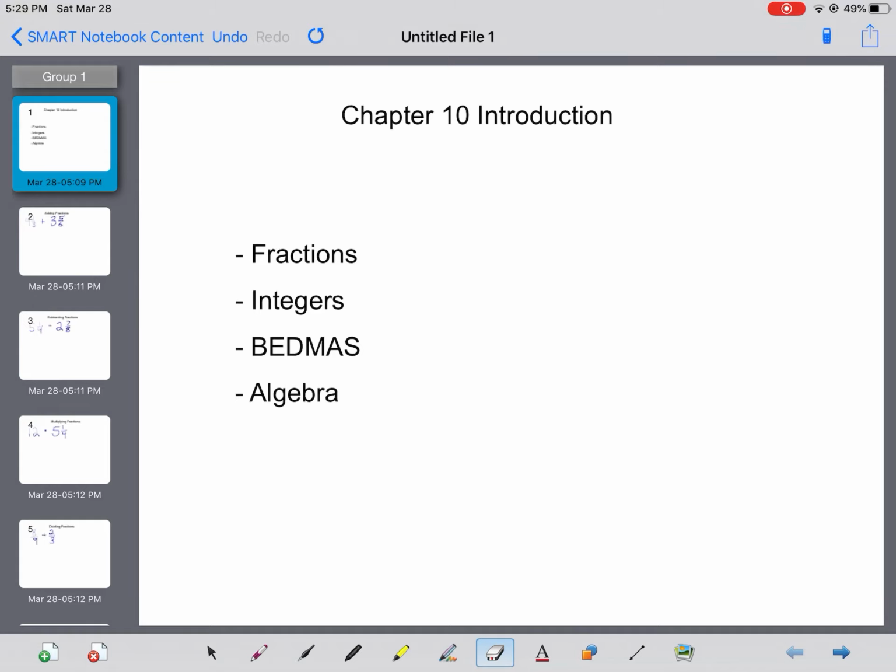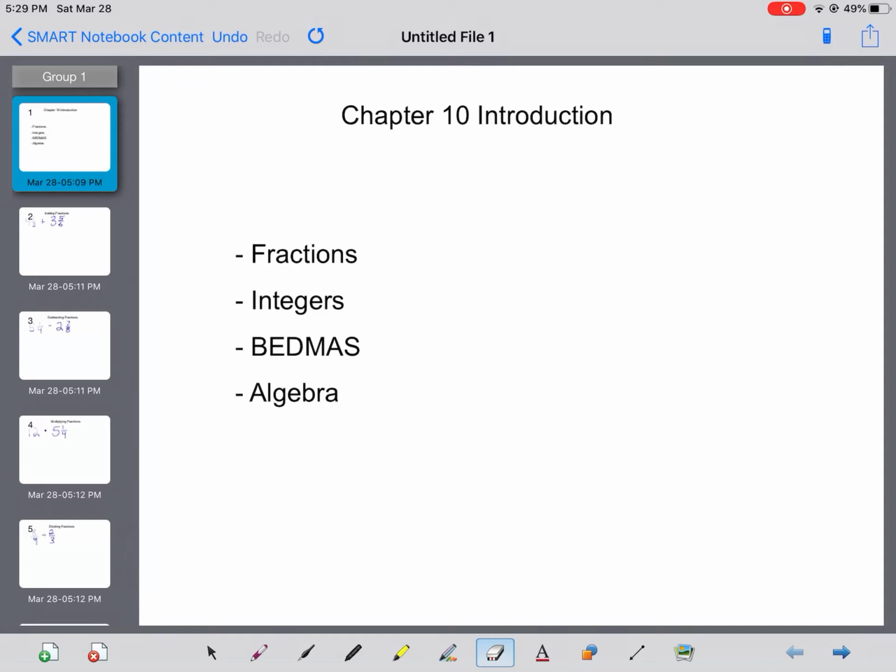You'll notice that I've skipped over Chapter 9. We'll probably come back to it later in the school year, but I thought Chapter 10 was a good way to start off our online learning. I made a little list there: fractions, integers, BEDMAS, and algebra. These are all the things that are going to be included in Chapter 10. So Chapter 10 is working with rational numbers and includes all the things we have learned so far this year. So you really need to make sure you know how to do the 4 things listed here in order to be successful in this chapter.